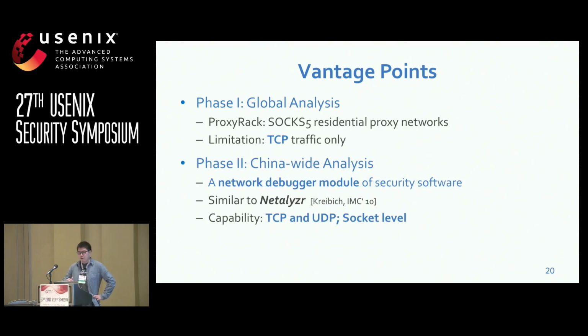To get more fine-grained data, we design another measurement phase. Here, we implement our measurement scope into a network debugging module of a popular security software. The debugging module is quite similar to Netalyzr and allows us to generate traffic at socket level, so we can send more diverse DNS packets from these vantage points. Our collected clients are mainly located in China, so this phase is named China-wide analysis.